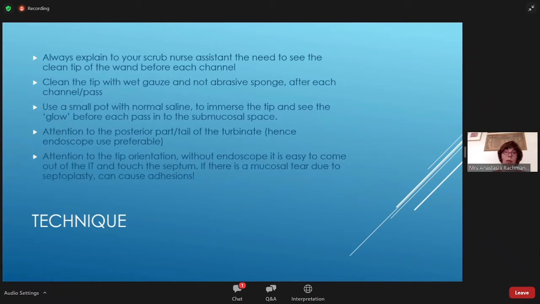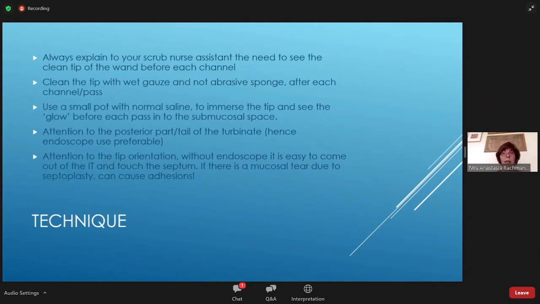Very important to clean the tip of the wand before each pass. Use a clean, wet gauze and not an abrasive sponge. Every time you do a pass, have a small galliport with normal saline and test the tip of your wand and see the glow before it's passed, because every small clot that can sit at the tip of your wand may affect the performance of the wand.